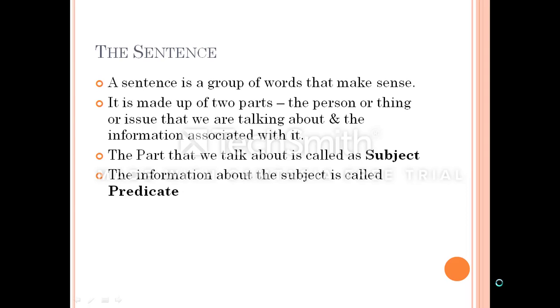So a sentence is a group of words that make sense. It gives you information. It gives you knowledge. It is actually sending some information from the sender towards the receiver. So a sentence is always made up of two parts. The person or thing or issue that we are talking about and the information associated with it.